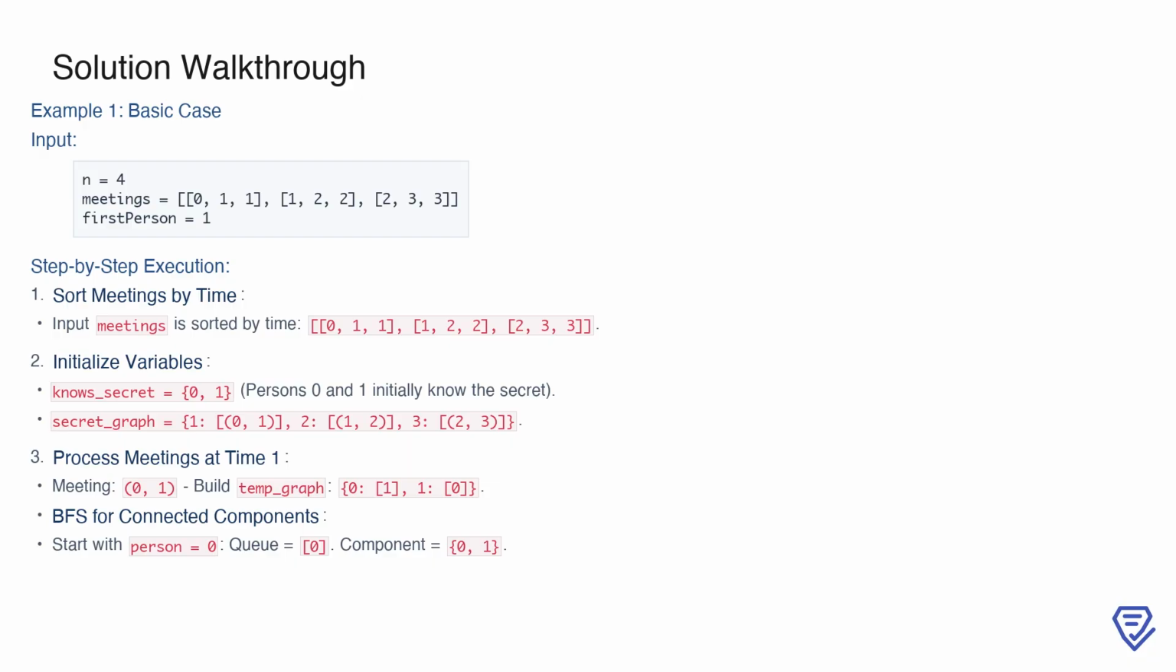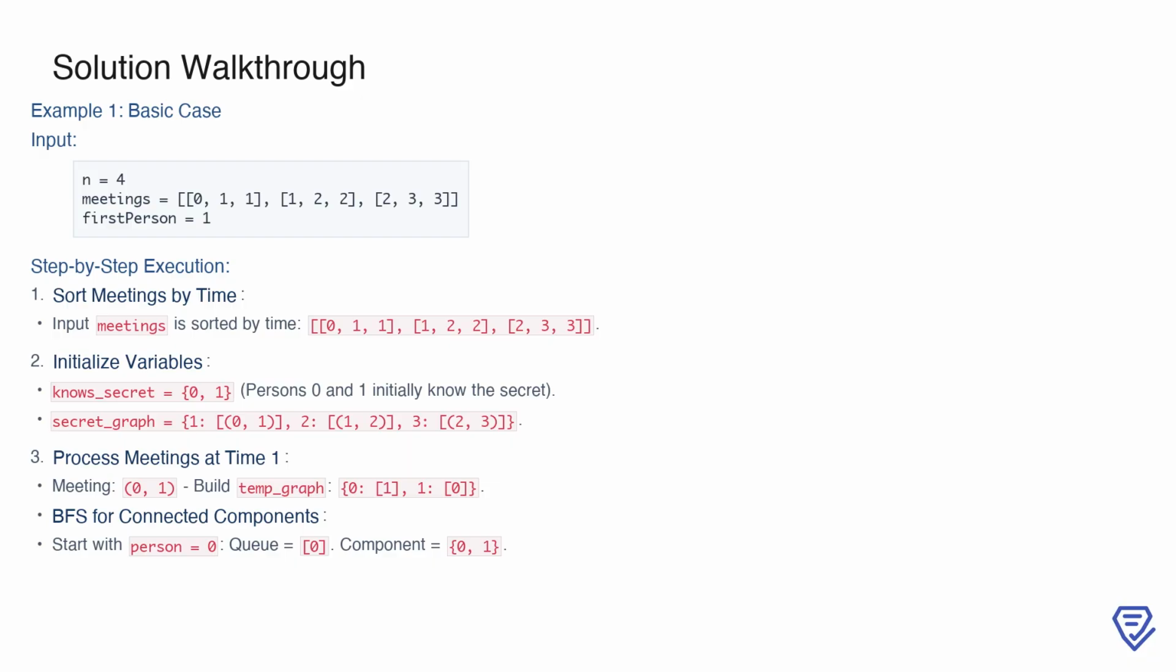First, we sort the meetings based on their time, which results in the list remaining as is: 0, 1, 1, 1, 2, 2, 2, 3, 3. Next, we initialize our variables. The knows_secret set starts with persons 0 and 1 because person 1 was directly informed by person 0. We also build a secret_graph that maps each time to the corresponding meetings. At time 1, we have meeting 0, 1, at time 2, meeting 1, 2, and at time 3, meeting 2, 3.